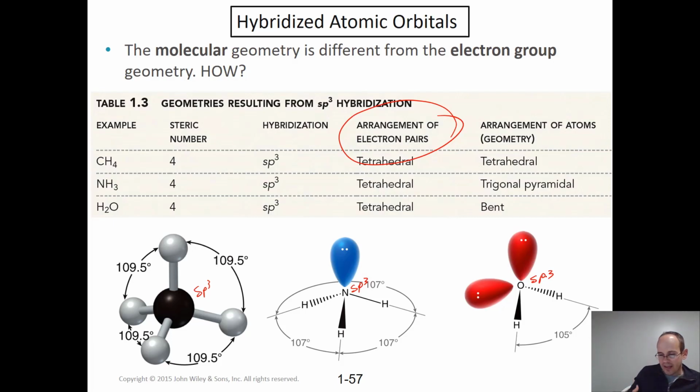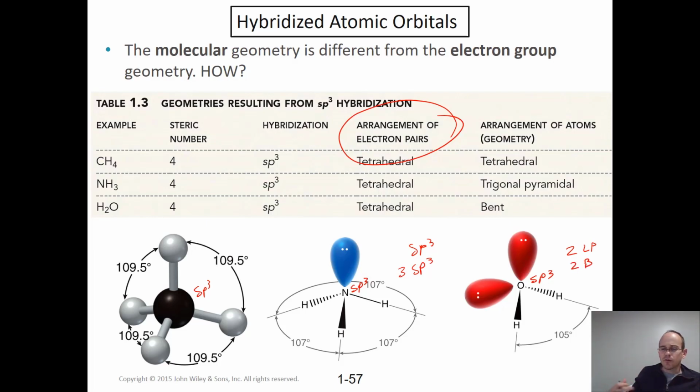It's just that in the case of nitrogen and oxygen, some of those sp3 hybrid orbitals aren't used in bonds. They're used in non-bonding lone pairs. So this sp3 hybridized nitrogen has one sp3 hybrid orbital holding a lone pair and three sp3 hybridized orbitals being used in bonds to hydrogens, right? And this one is 2 and 2, right? 2 lone pairs and 2 bonds.